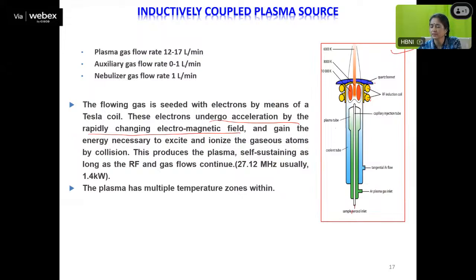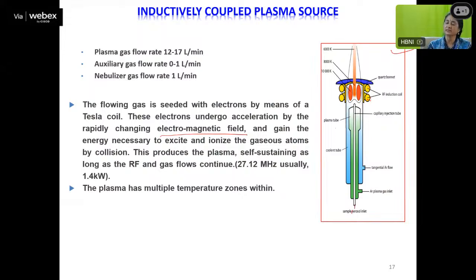So now this RF power, you know that whenever there is an alternating current passing through a coil, it will generate a magnetic field. So an electromagnetic field will be forming. Now the seeded electron will be undergoing acceleration by the rapidly changing electromagnetic field, and gain the energy necessary to excite and ionize the gaseous atoms by collision. Now this produces the plasma, which is self-sustaining.